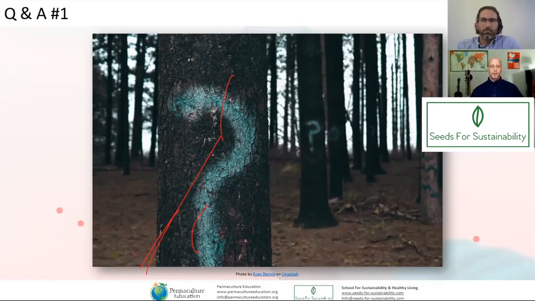Now, Bill Mollison, the founder of permaculture design, suggested a great idea for people in that position. Number one, you can hire a permaculture designer. Number two, you can take the permaculture design certificate course and you can learn how to design yourself.